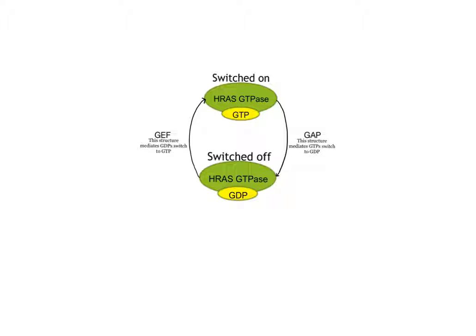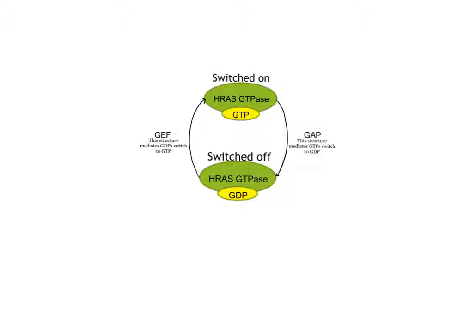So, as you can see, it's listed here. When GTP is bound to HRAS, it's considered switched on. And to switch it off, use the function of GAP, as we discussed before, to change a GTP into a GDP, ultimately switching off the whole protein. Now, we actually haven't talked about GEF before, but essentially it does the opposite function of GAP, and it helps the GDP change into the GTP, switching on the protein.